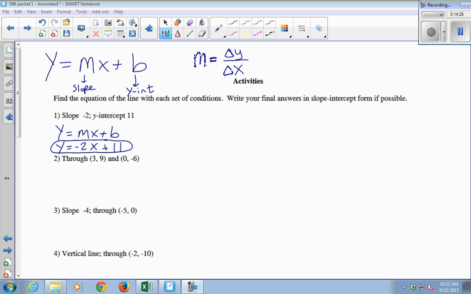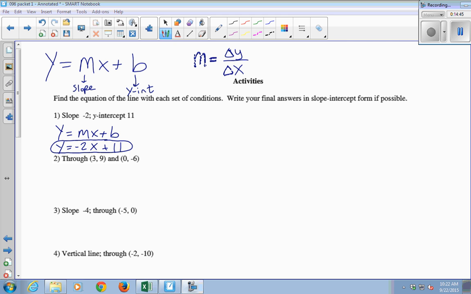That's slope-intercept form, yep. Because m is slope and b is the intercept. Slope-intercept form, that's why it's called that. And then that's it. You're just looking for that equation.